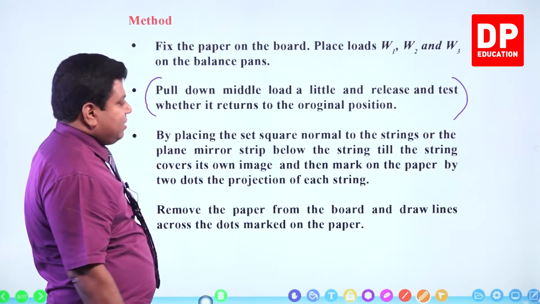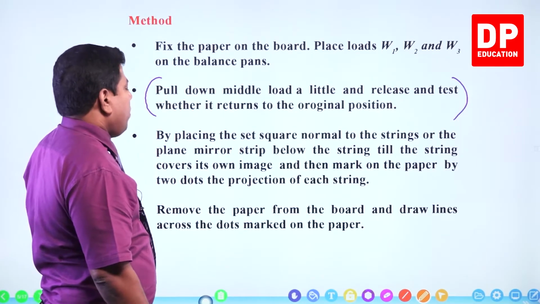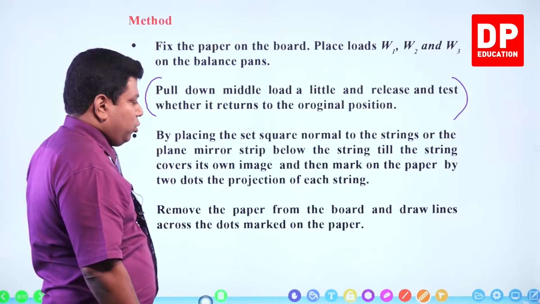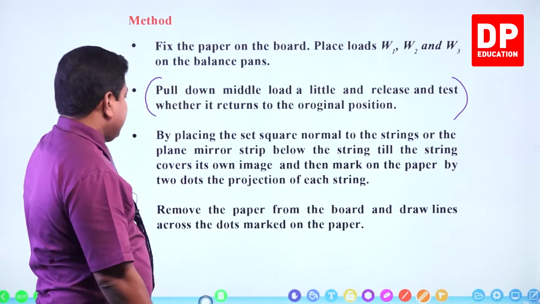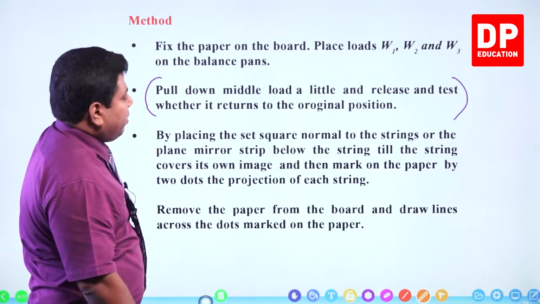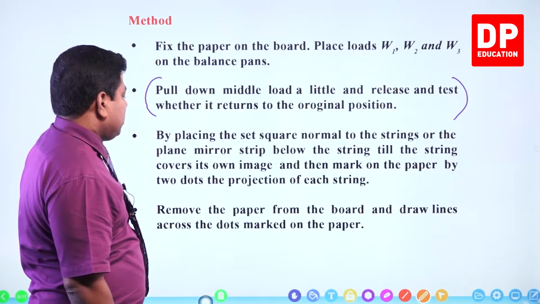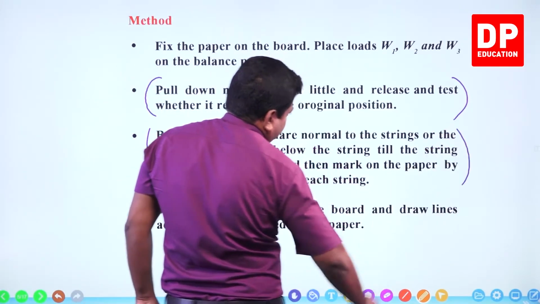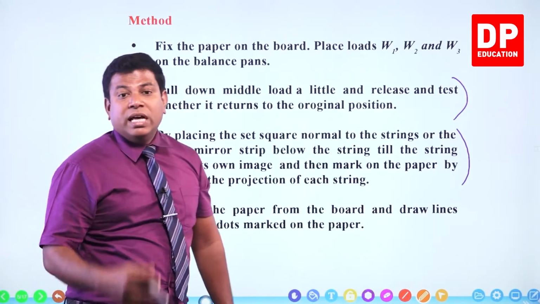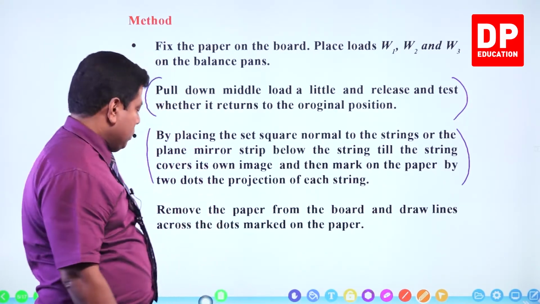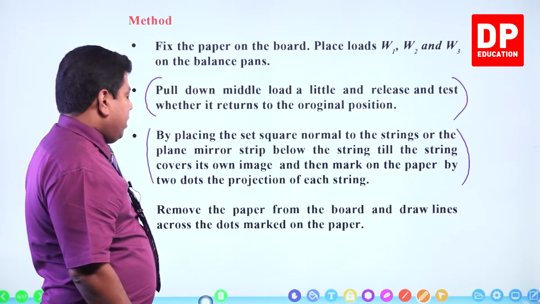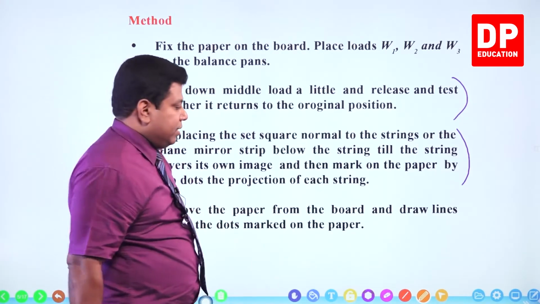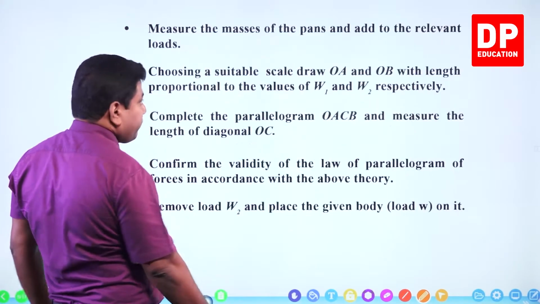Next, by placing the set square normal to the strings or the plane mirror strip below the string, that I will explain later, the string covers its own image, and then mark the paper by 2 dots, the projection of each string. When I do the experiment, I will explain. Basically, how do we get the projection of the string on the paper? Remove the paper from the board and draw lines across the dots marked on the paper. Basically, the lines of those strings.